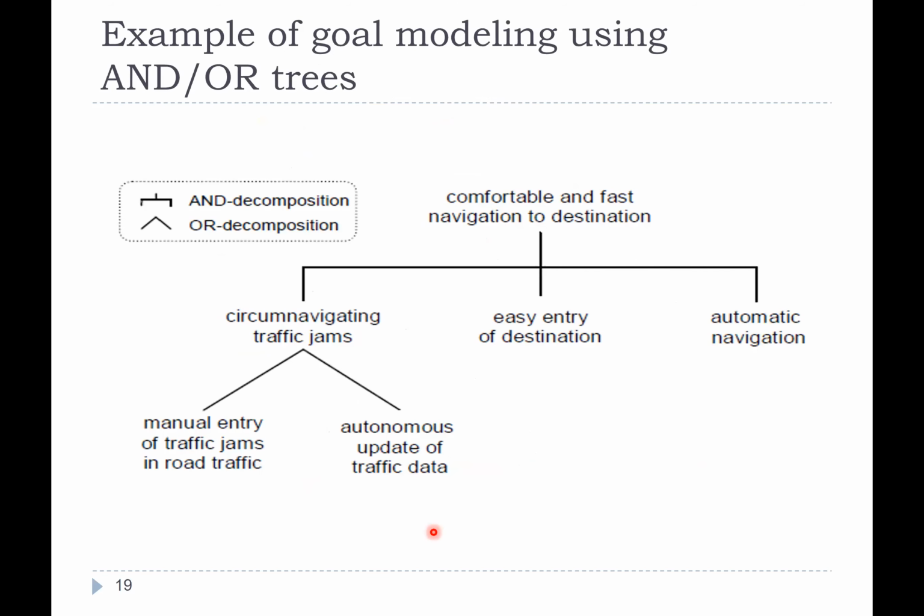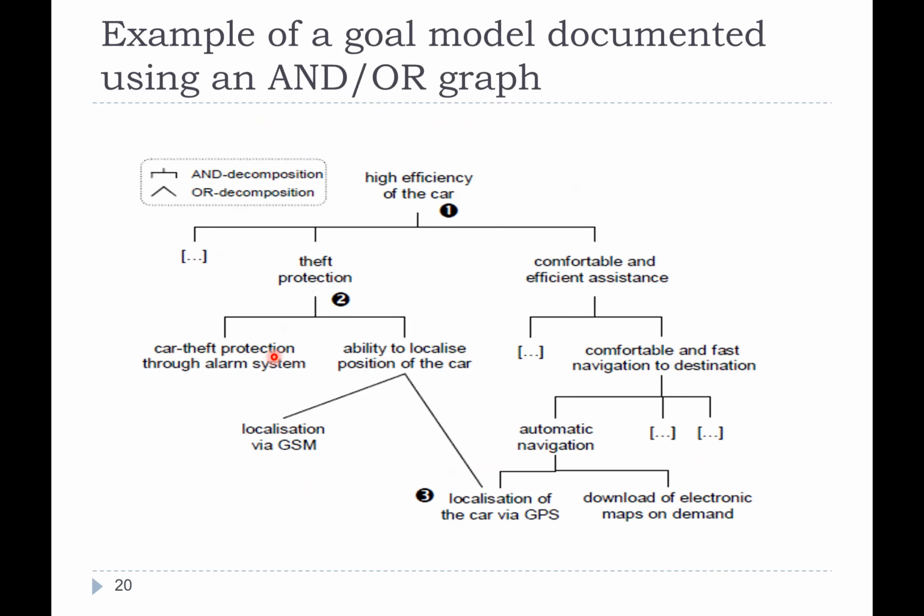All right, then I can combine an AND and OR tree. Okay, so at the top part, I have the AND, at the bottom, I have the OR. All right, it can get bigger and bigger and bigger.